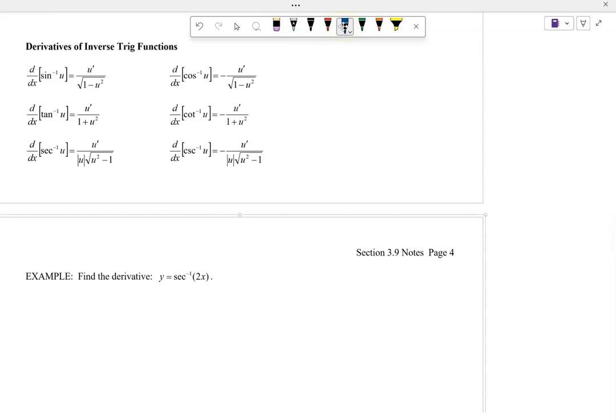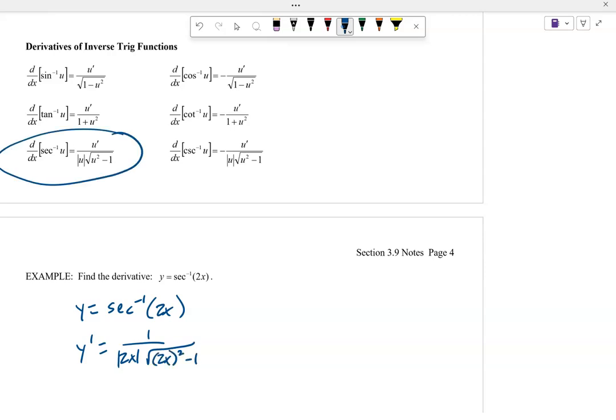So y equals the arc secant of 2x. So our dy dx, our y prime equals the derivative of the arc secant, 1 over absolute value of u, square root of u squared minus 1, I'm using this one right there, times u prime, which is on the top, right? What's the derivative of 2x? Just a 2.